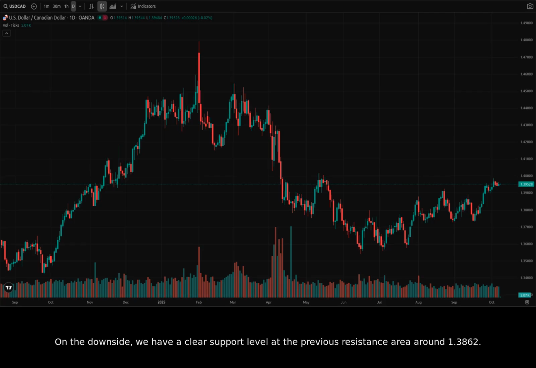On the downside, we have a clear support level at the previous resistance area around 1.3862. This was the level of an invalidated bearish pattern, making its role as a new support floor even more significant. Below that, a much deeper support lies near 1.3721.